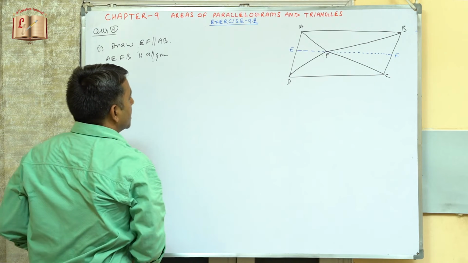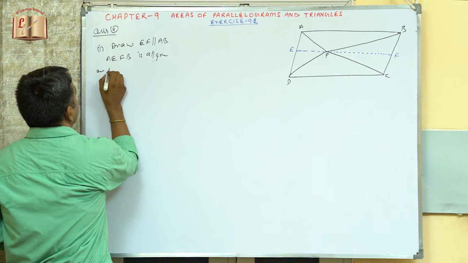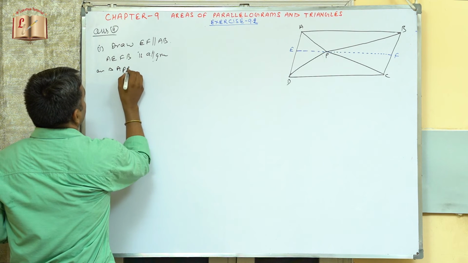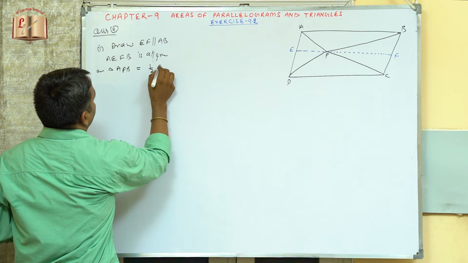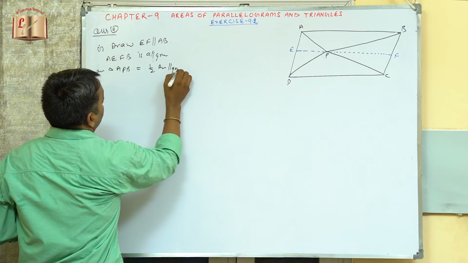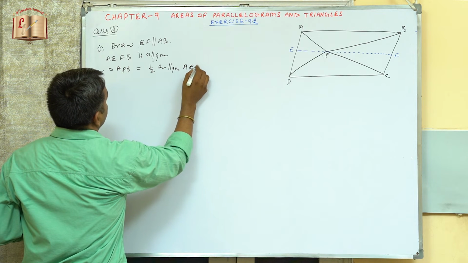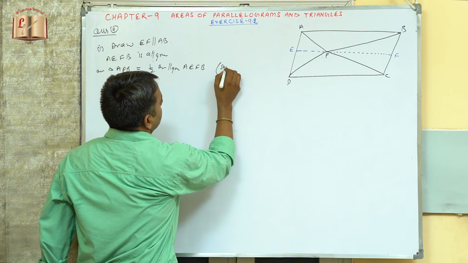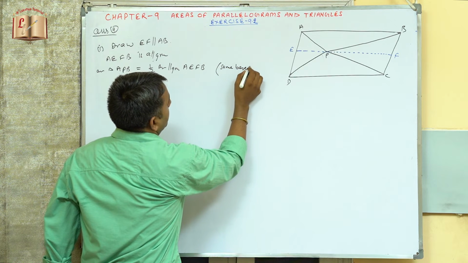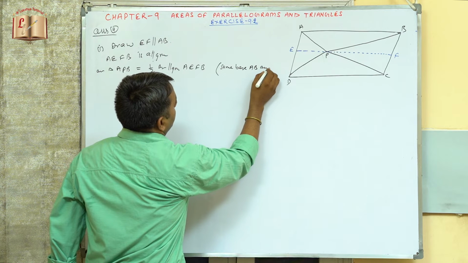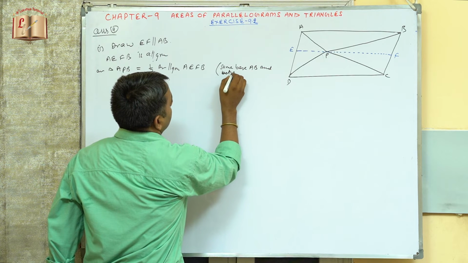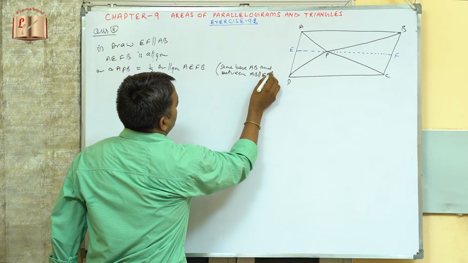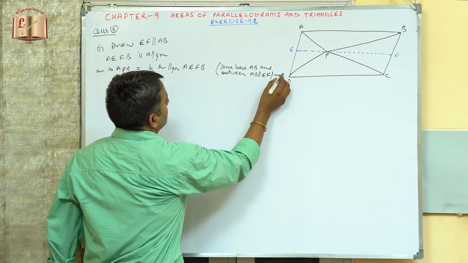So now we can say that area of triangle APB is equal to half of area of parallelogram AEFB, because they are on the same base AB and between AB parallel to EF. So this is equation number 1.